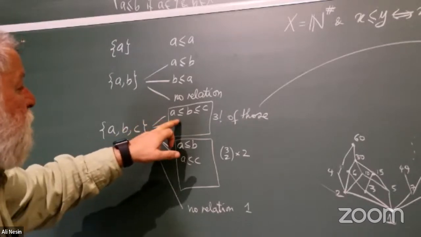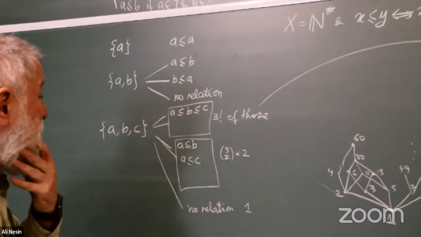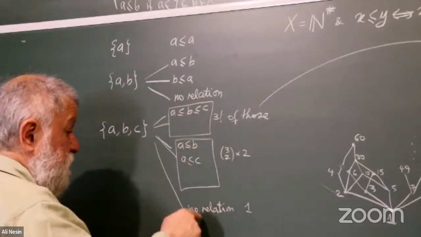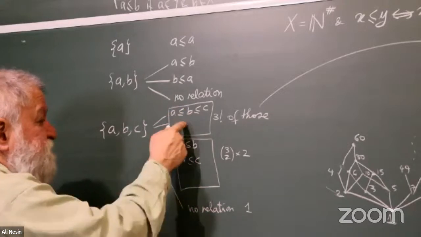But well orderings, only 3 factorial. And of course, these are all isomorphic to each other. These are all isomorphic to each other. There's only one here. So you have 3 isomorphism types.